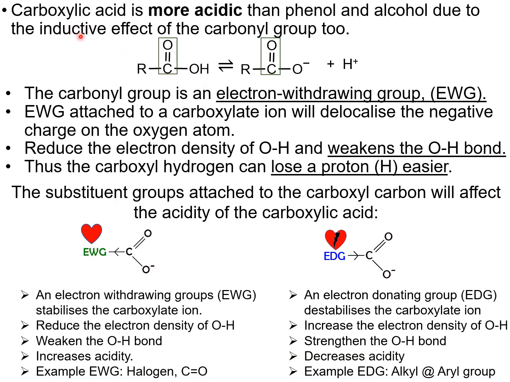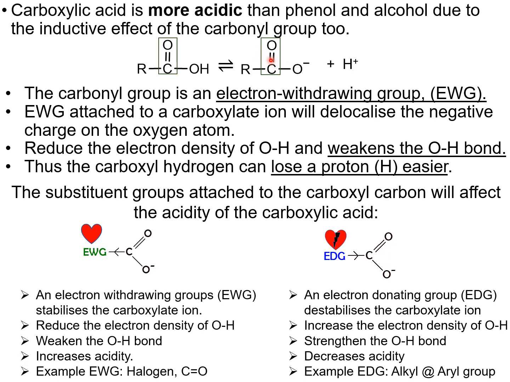Okay, carboxylic acid is more acidic than the phenol and alcohol disebabkan oleh inductive effect of the carbonyl group juga. Apa tu inductive effect? Okay, the carbonyl group ni lah, ni dia C double bond O ni. Okay, carbonyl group ni dia adalah electron withdrawing group. Okay, so electron withdrawing group yang attached to a carboxylate ion will delocalize the negative charge on the oxygen atom. Tadi kita dah nampak kan dia punya delocalization on the two oxygen atoms kat sini, satu lagi kat situ kan.